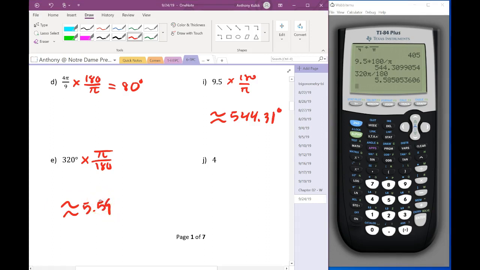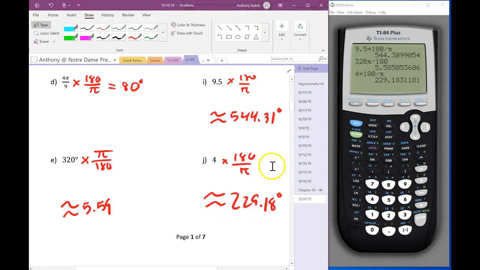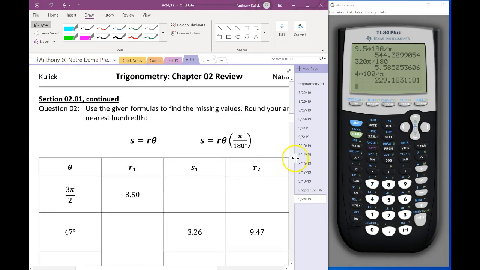And then 4 has no degree symbol after it, so I know that's talking about a radian measure. So I'll multiply that by, I mean 180 over pi. I think I spoke the wrong thing. So that gives me about 229.18 degrees. On to the next page.